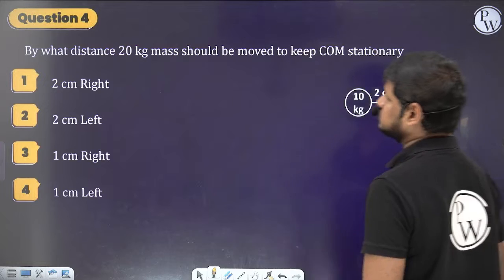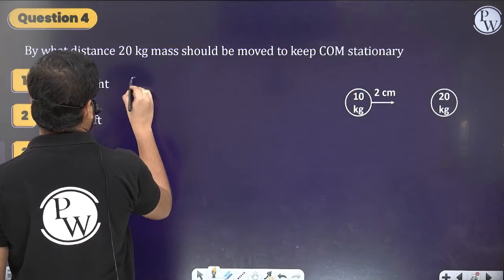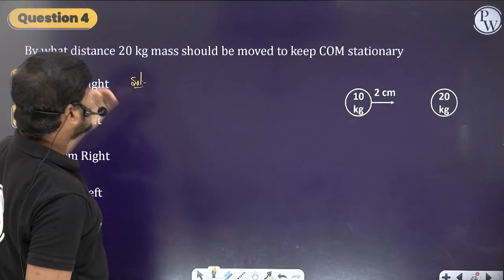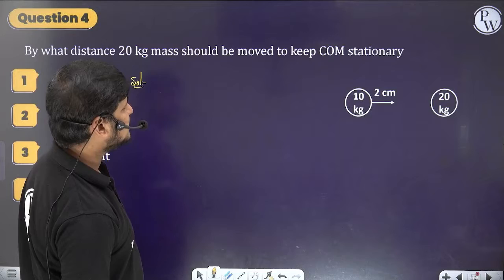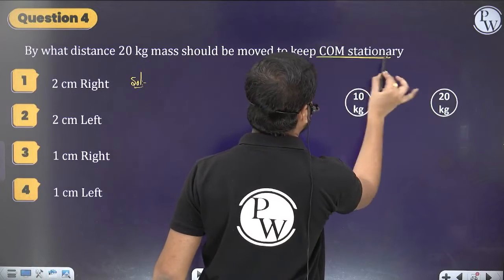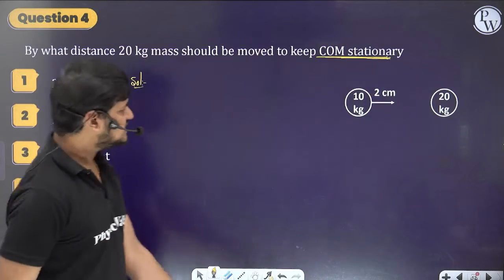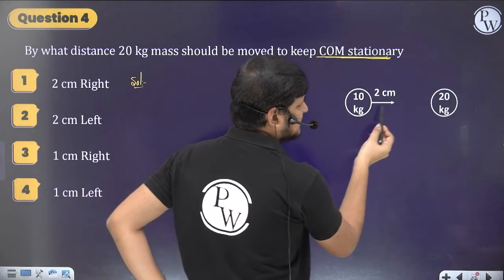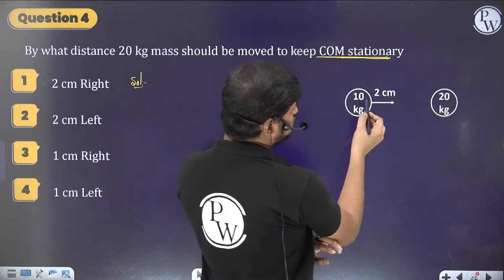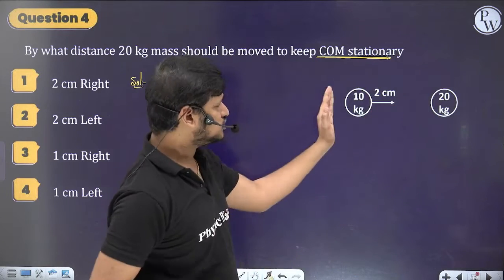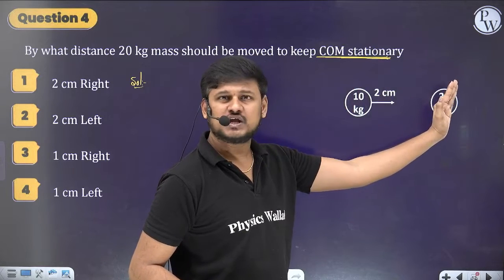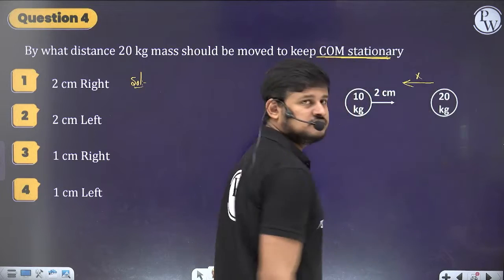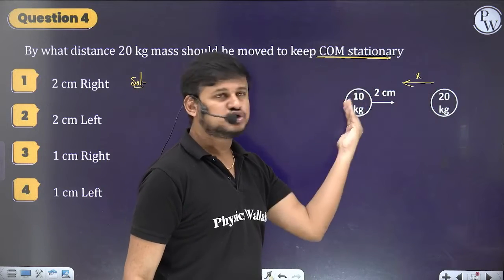Let's take a simple question. By what distance should the 20 kg mass be moved to keep the center of mass stationary? Understand the question. A 10 kg block is there and a 20 kg block is there. The 10 kg block is moved by 2 centimeters towards the right, so its center of mass moves to the right, so the 20 kg block should be moved to this side, yes or no?